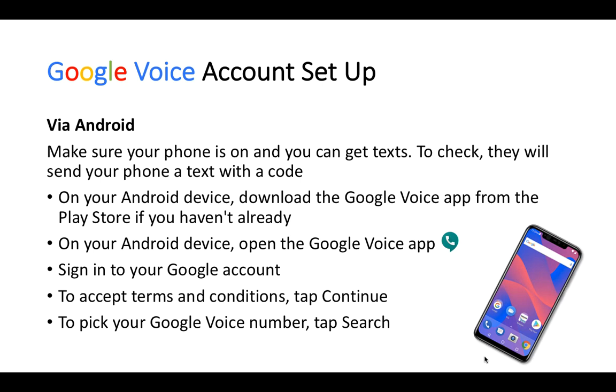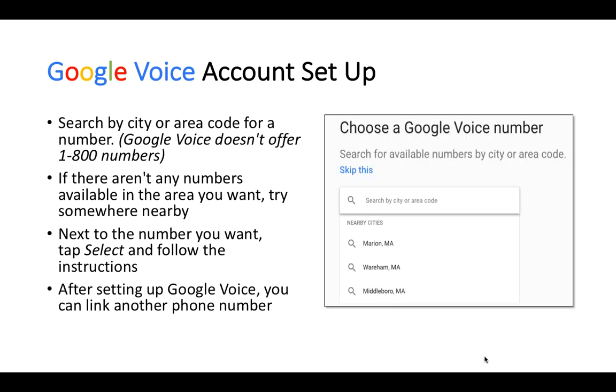Setting up a Google Voice account for an Android is also similar. You must first make sure your phone is on and that you can get text messages. On your Android device, download the Google Voice app from the Play Store if you have not already. Open the Google Voice app, sign into your Google account, accept the terms and conditions, and then continue on to select an available Google Voice phone number. Once again, searching by city or area code for an available Google Voice number.